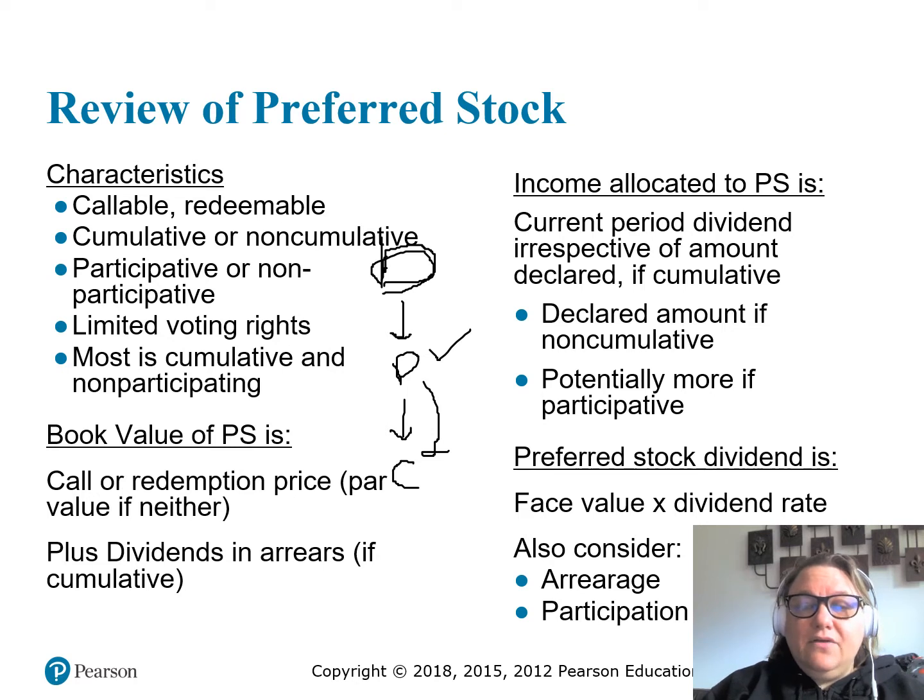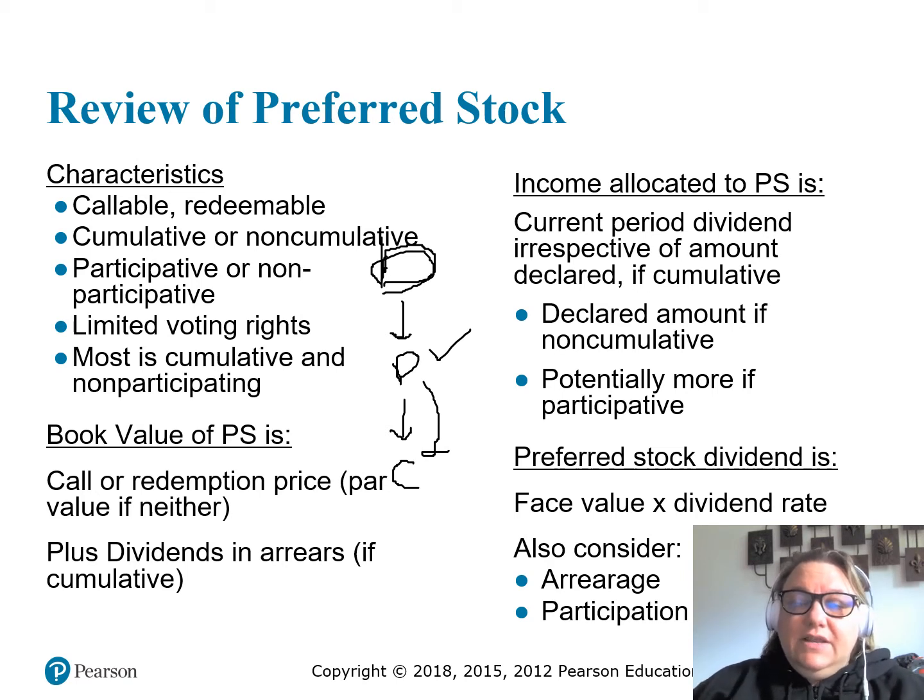All right, so the book value, I hope I've covered that enough. Go back and read these definitions. I think you'll really find it helpful in understanding what's going on. The book value of preferred stock is call or redemption price, par value if neither, plus the dividends in arrears if it's cumulative, that little percentage portion each year that they're supposed to get. The income allocated to preferred stock is current period dividend irrespective of the amount declared if cumulative. All right, and if it's not cumulative, then there's no payback from prior years, and they just get whatever happens to be out that year if they choose to do it.